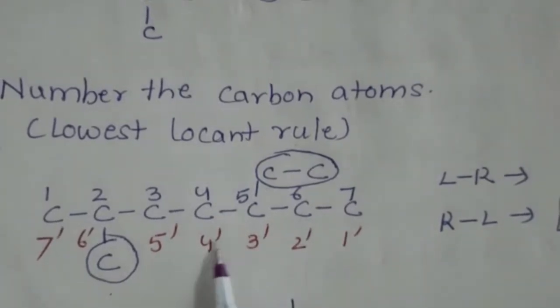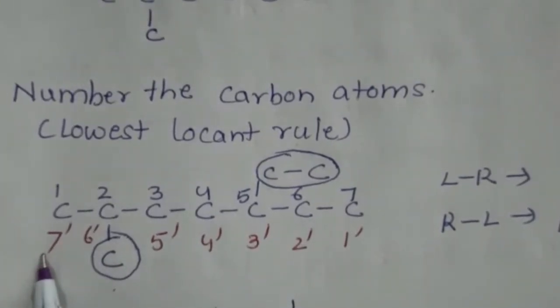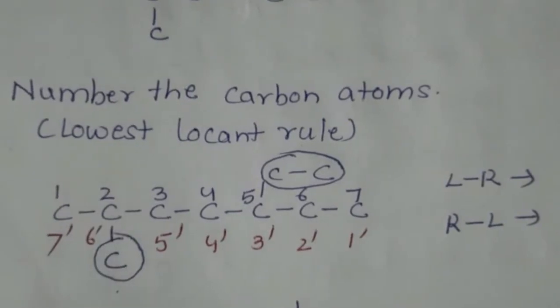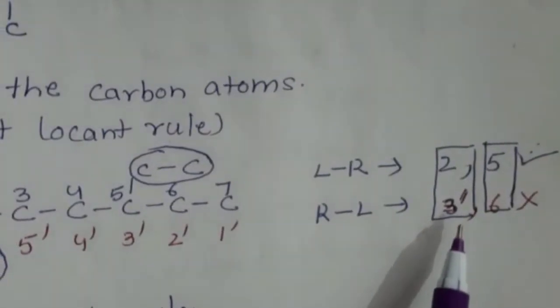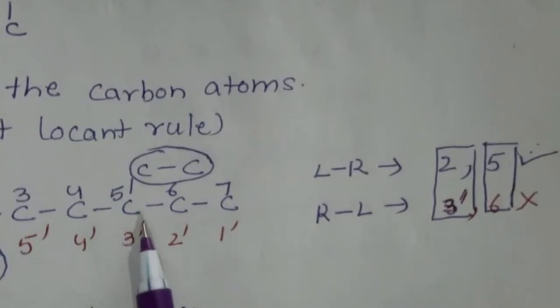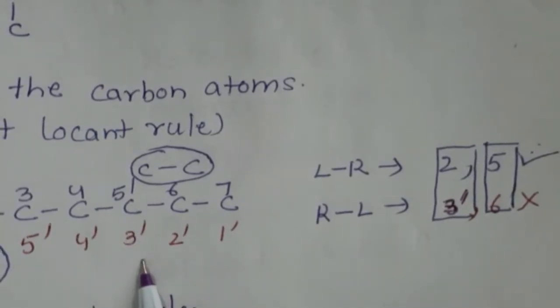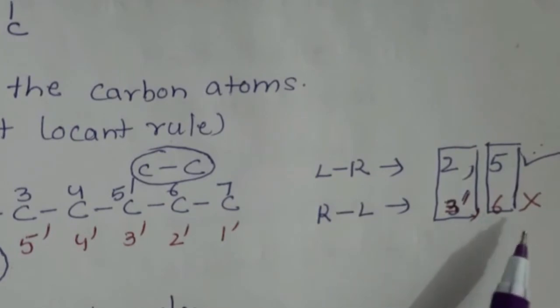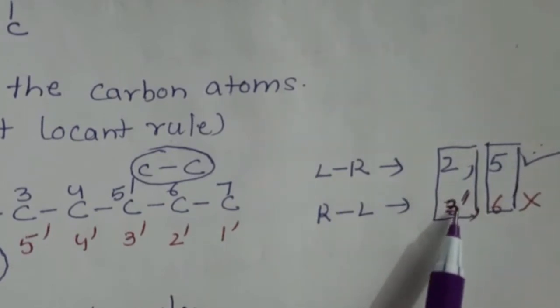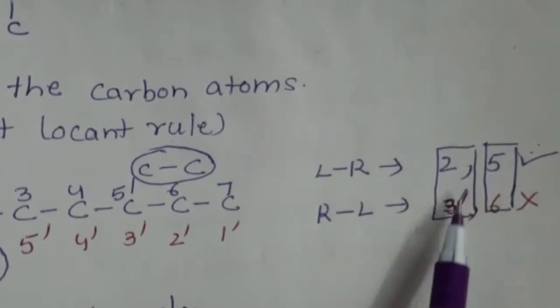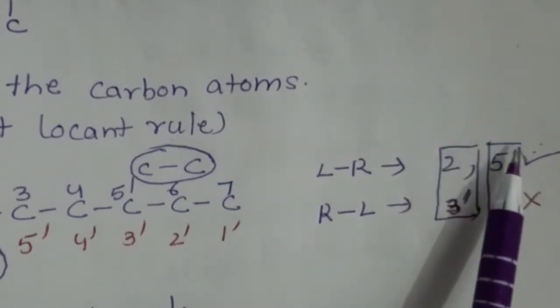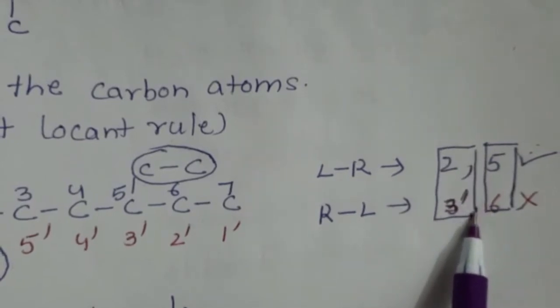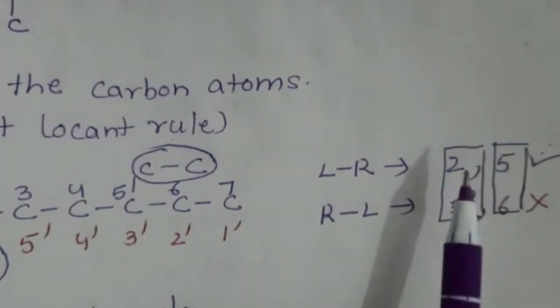1, 2, 3, 4, 5, 6 and 7. Now note down the positions of the locants. Here ethyl is placed at the third carbon atom and methyl is placed at the 6th carbon atom. So the locants are 3 and 6. Now make the pair from both the numberings and compare.